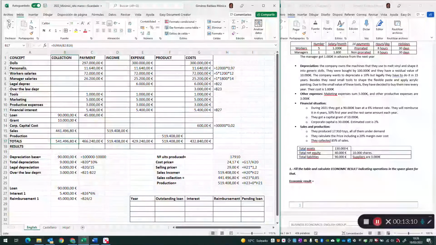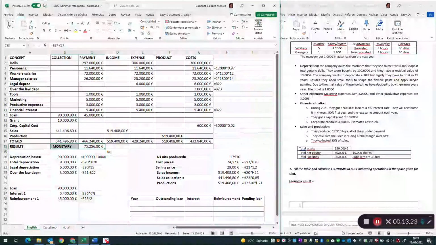The exercise only asks you to calculate the economic result, but I'm going to do all three, okay? So we have a monetary result, which is collections minus payments. And the company is doing great because this is a positive result. So the policy regarding collections and payments is good.